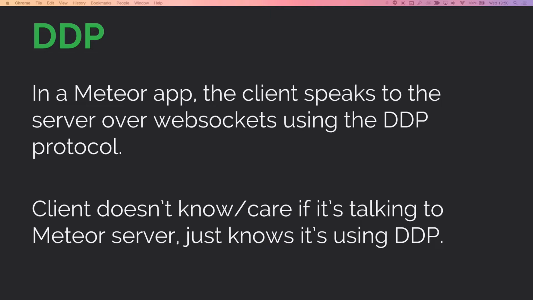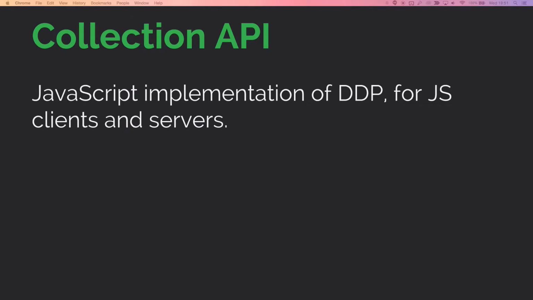And the client doesn't really know or care that it's talking to a Meteor server, and the server doesn't really know or care that it's talking to a Meteor client. It just knows that it's speaking DDP. Just like if you have a REST server, you might have an iPhone that's talking to it, or some other device, and the server doesn't care, the client doesn't care. All they know is how to speak the language that allows them to connect and get data over this connection layer, right?